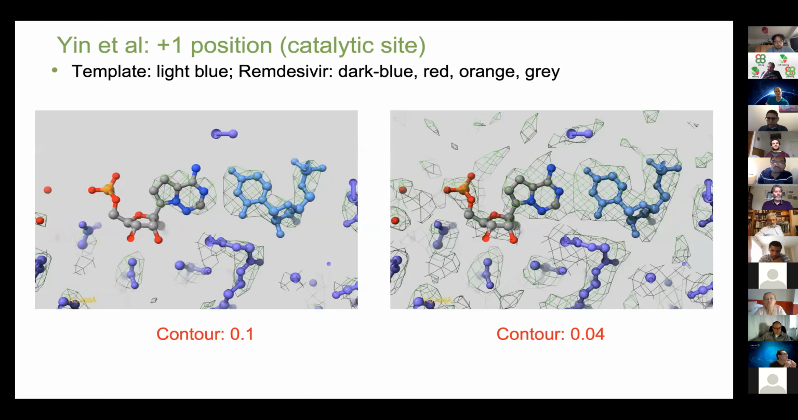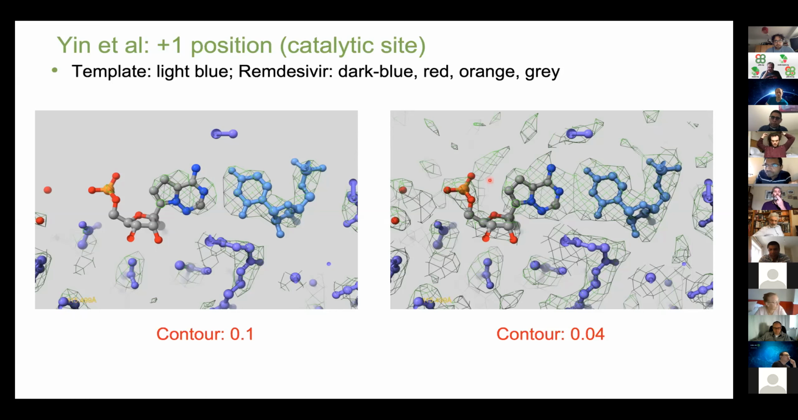So this was the catalytic site. So you see the remdesivir, I mean, here you see the blob, which corresponds to the base, if you're at a high contour level, and if you go down in contour level, you see better definition. I think this was the... What is the resolution here? You mean of the... My understanding it was 2.7. Ah, okay, sorry. Yeah.